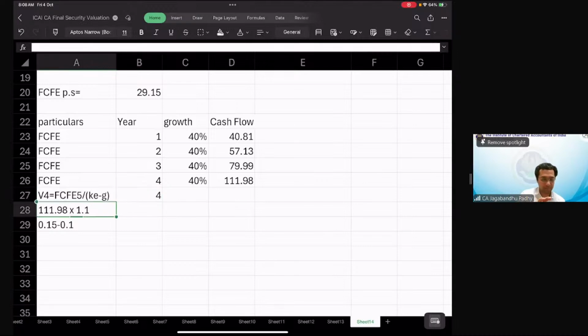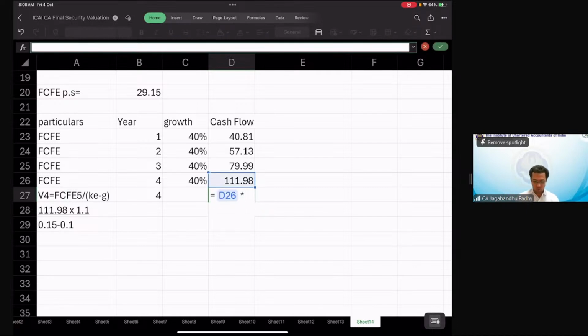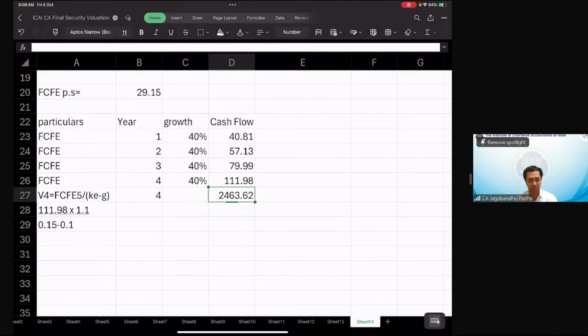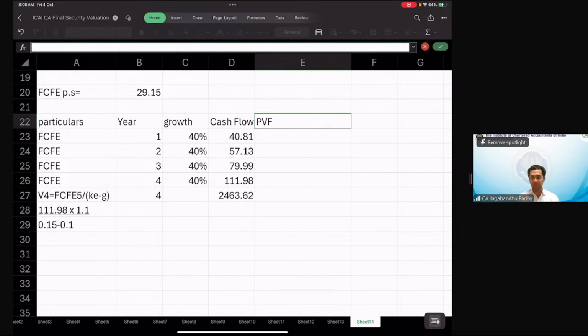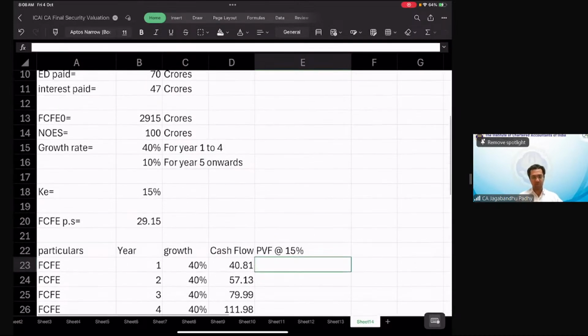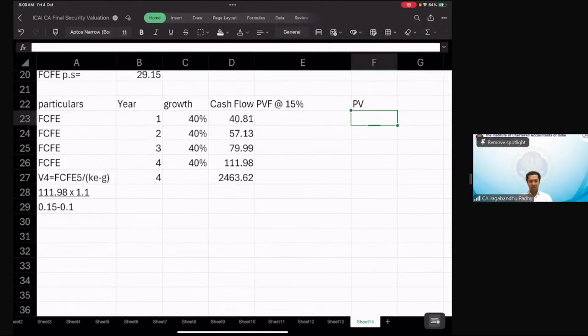So when we solve it, we should be able to get the value in year 4, which will be 111.98 into 1 plus g divided by 0.05. So this is 2463.62. That's the cash flow. Correct, guys? We got the cash flow numbers. Now we have to use the PV factors at the rate of 15%, and then give me the PV.